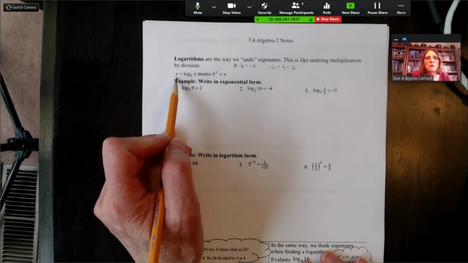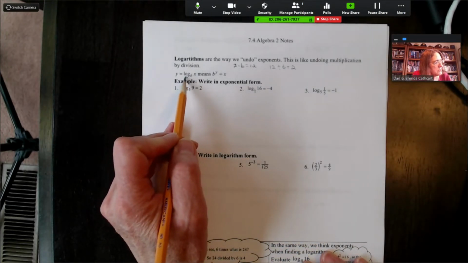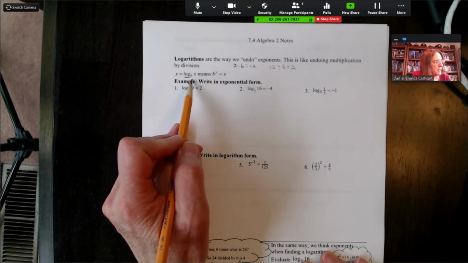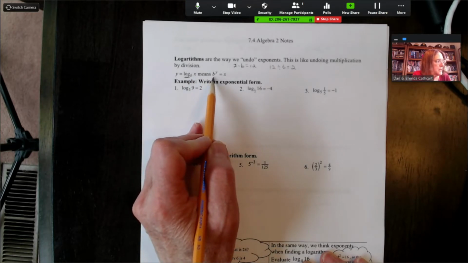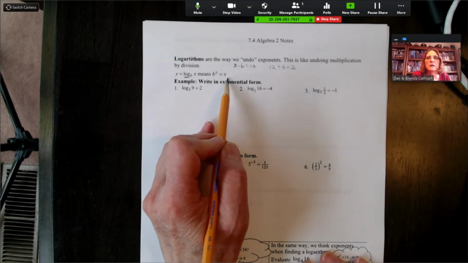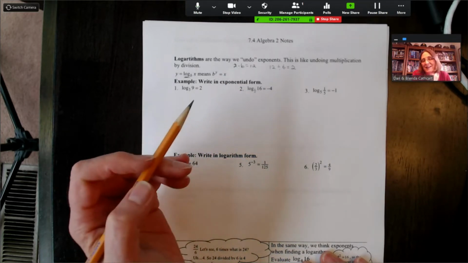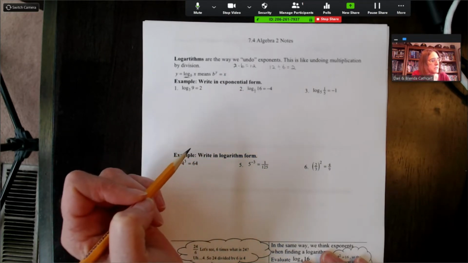We can say that y equals log, this is our operation symbol or our function symbol, base b of x means the same thing as taking b to the power of y equals x. To see how that works, let's do some examples.